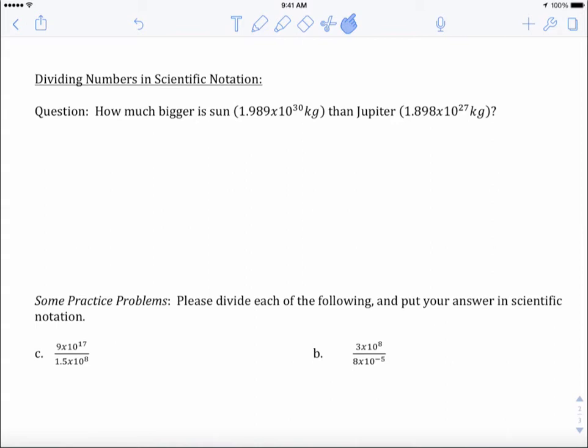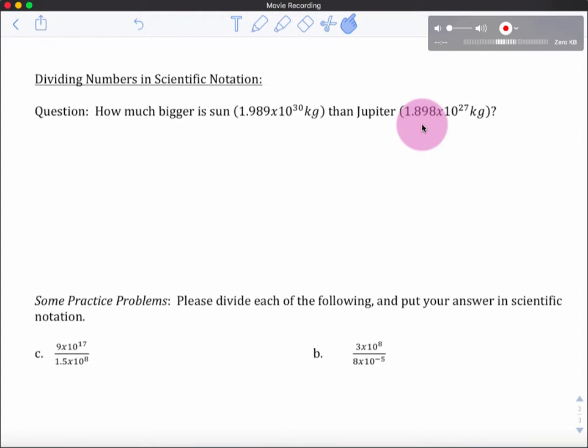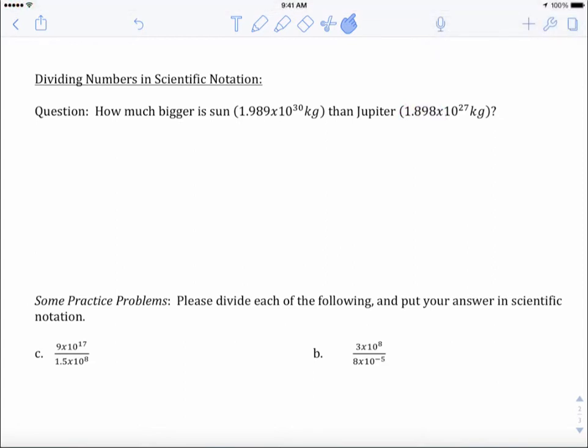Dividing numbers in scientific notation. Here's the question. How much bigger is the sun than Jupiter? I mean, is it like 10 times bigger? Is it 1,000,000 times bigger? Is it almost the same size? I mean, I have no idea.